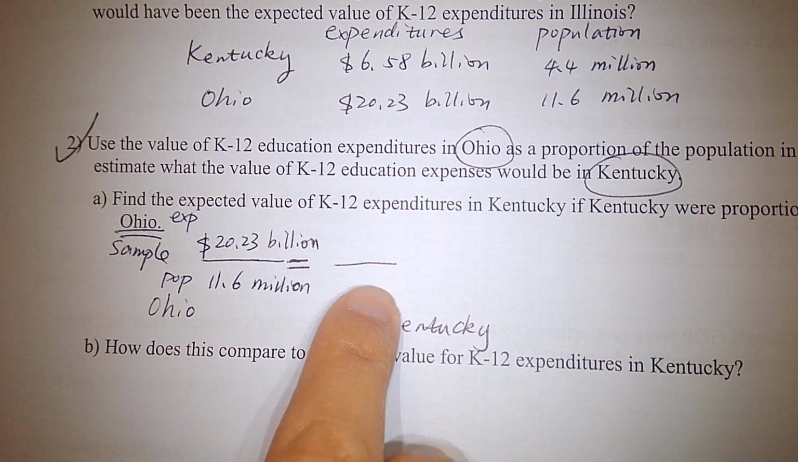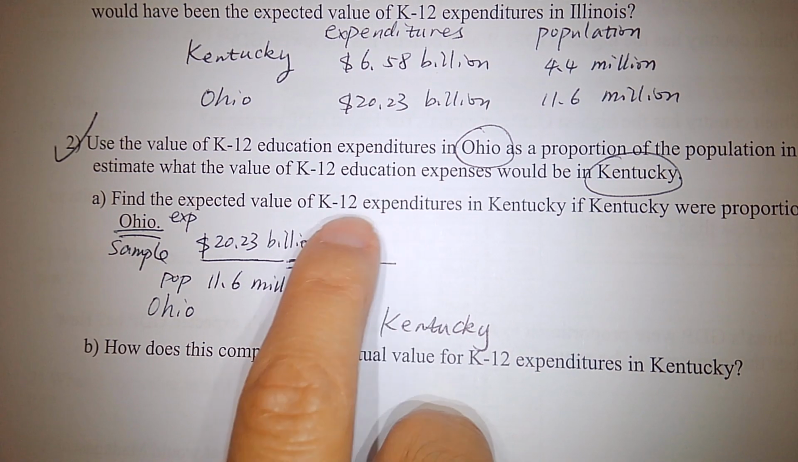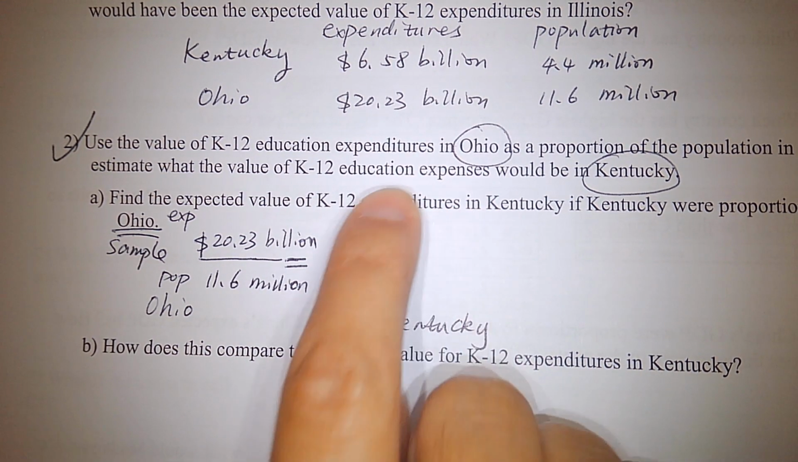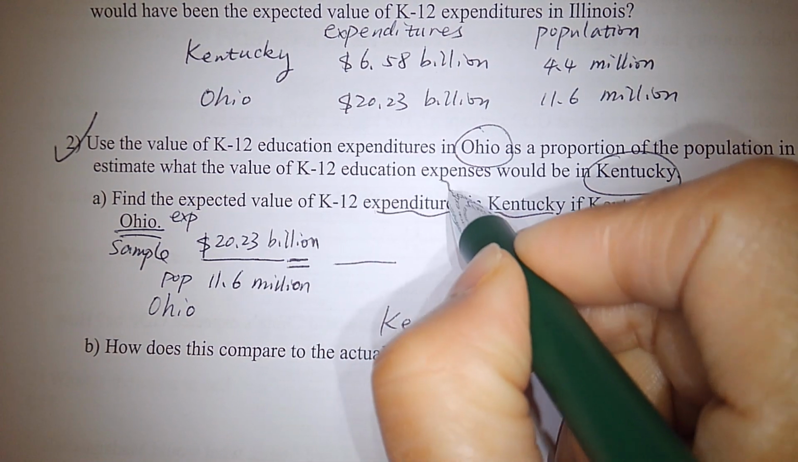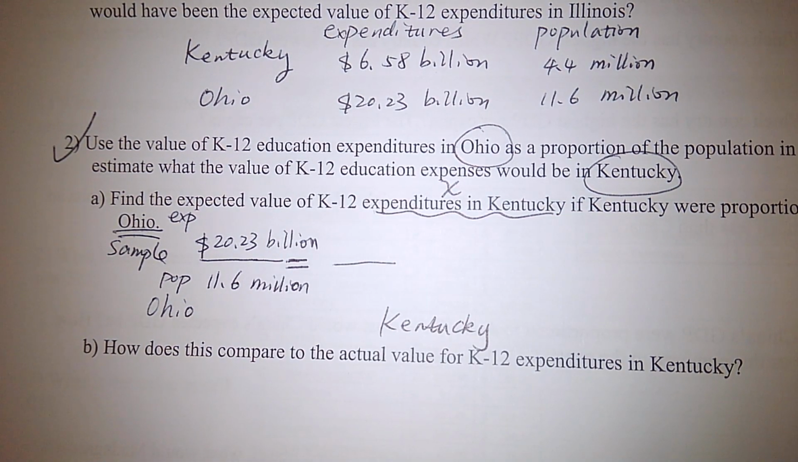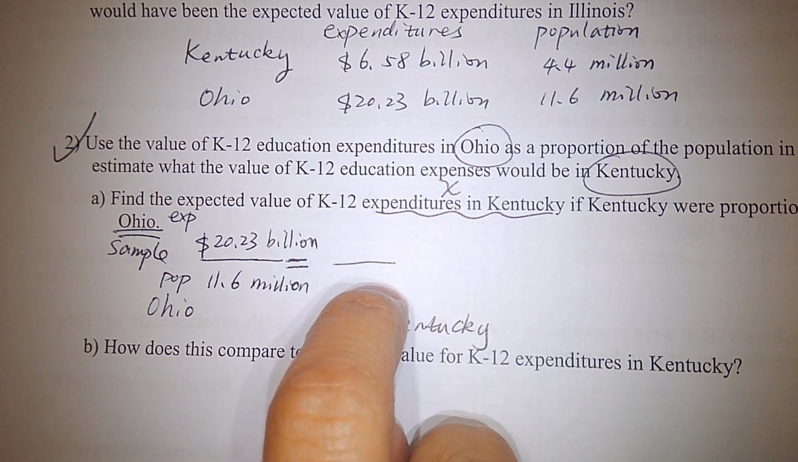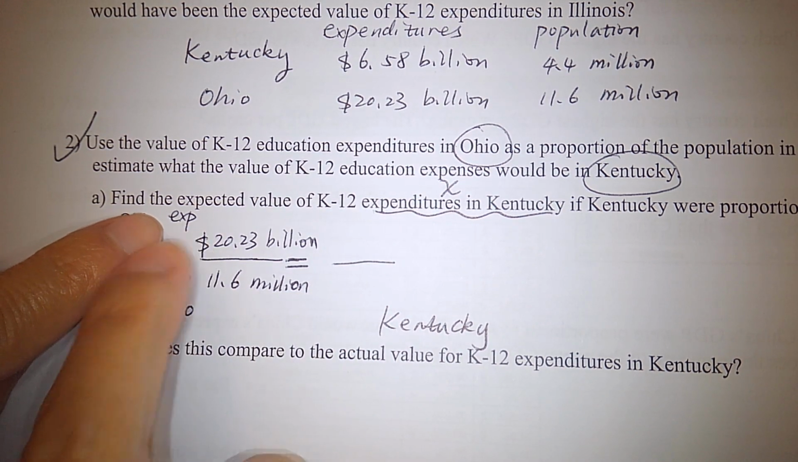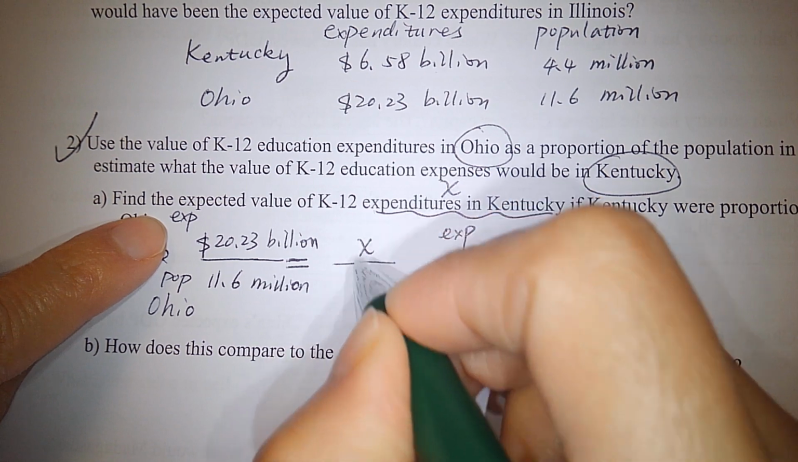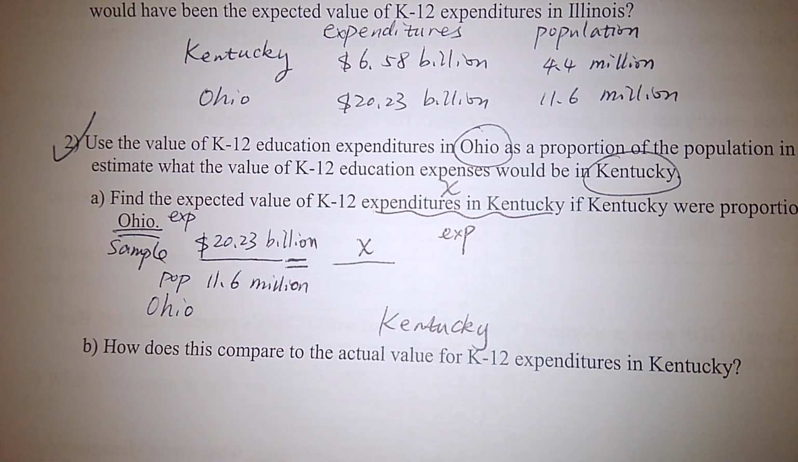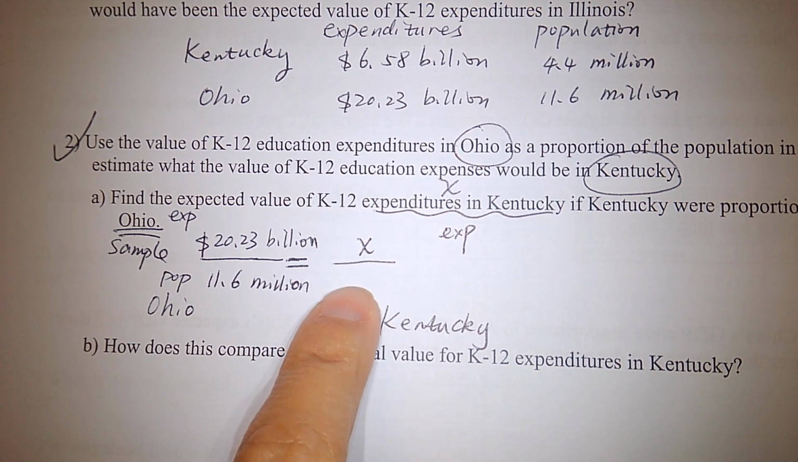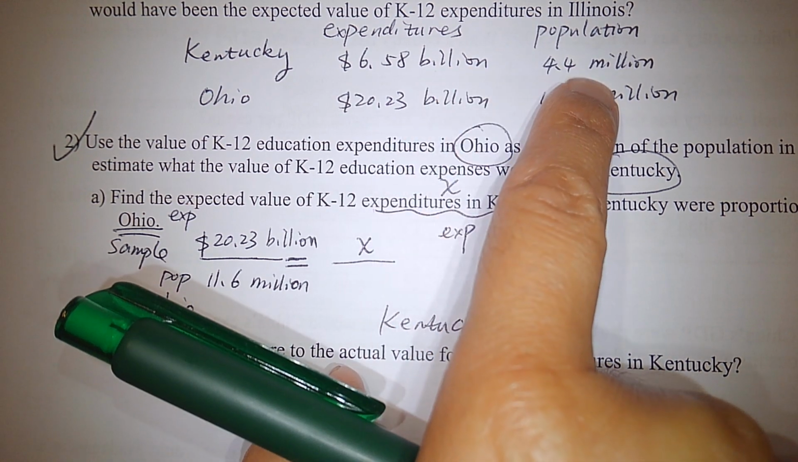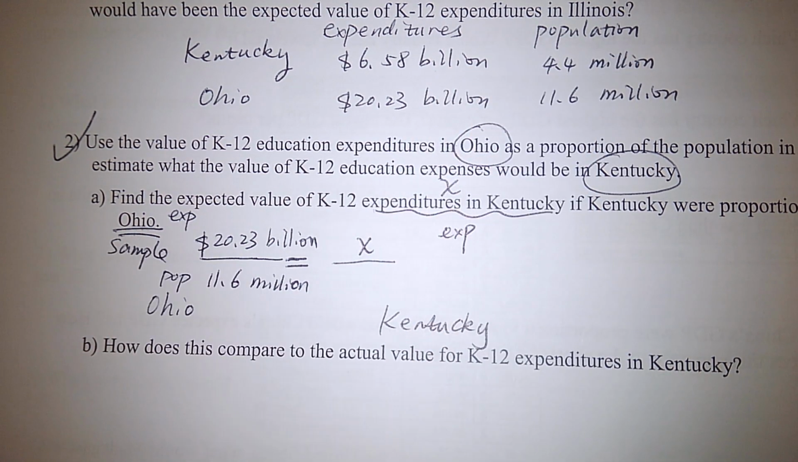On the other side for Kentucky, what quantity are we looking for? Expenditures, right? So we know the Kentucky expenditures is X. My question for you, do I put this X on the top or on the bottom? On the top, because on the left side for Ohio, expenditures is on the top. So put X on the top. Everybody agrees with that? On the bottom, we're going to use Kentucky's population. So which data should we use from the given data? 4.4 what? Million.